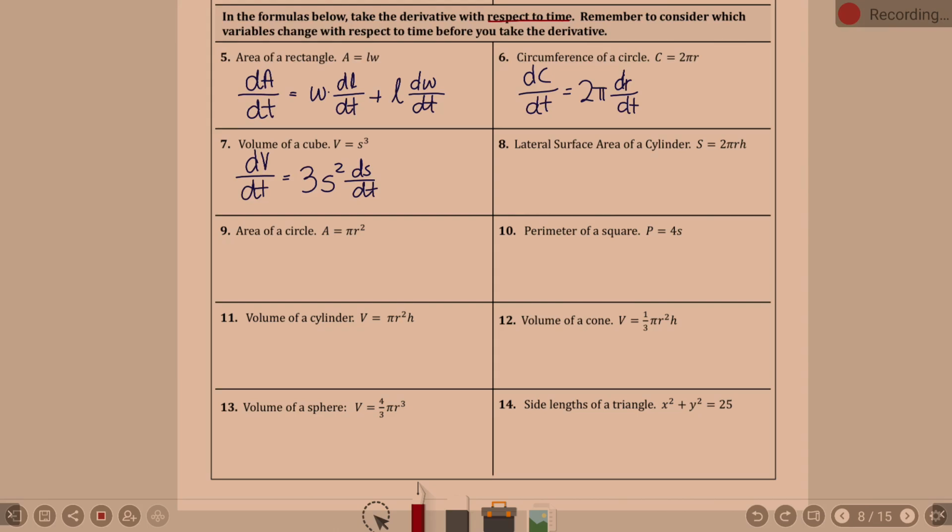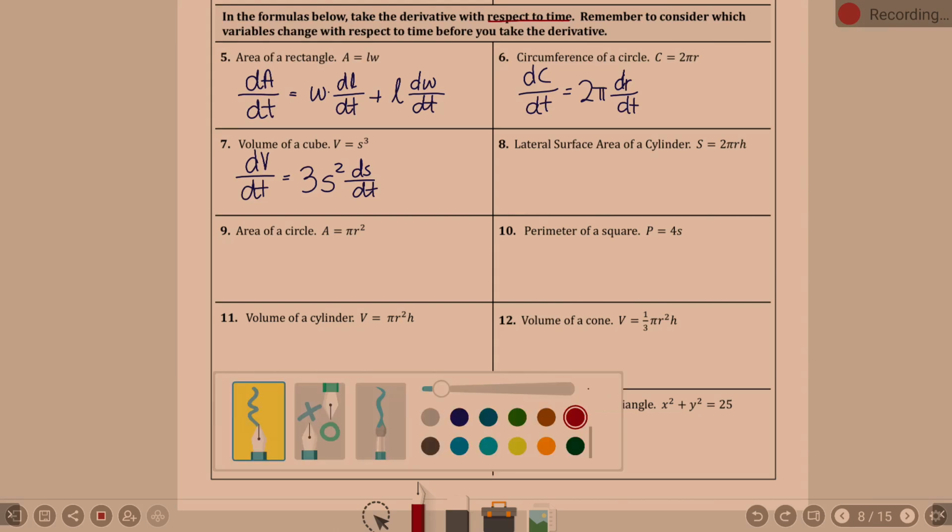Okay, so in each of these, we just practice taking the derivatives. Notice it's with respect to time, so everything is something dt. I'm going to start on 10. I'm going to go out of order, just because we're jumping back in midstream. Number 10 would be an easier one to jump back in on than number 8. So, perimeter of a square, P equals 4S.